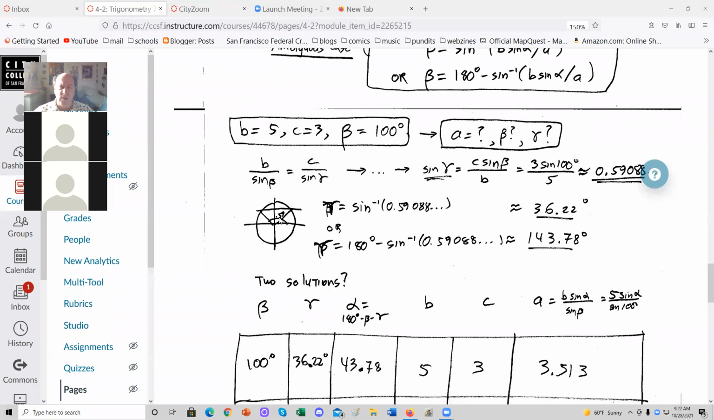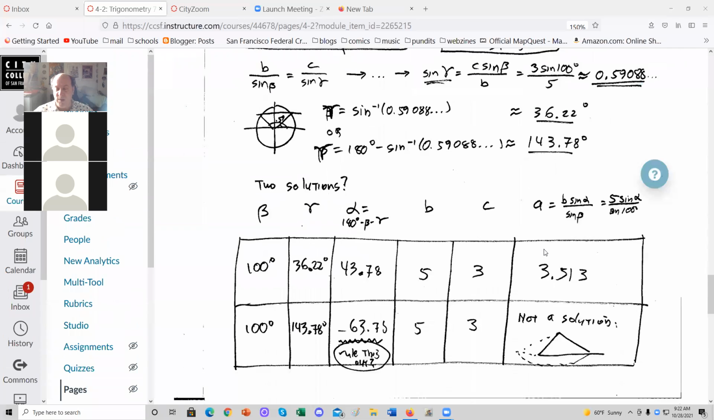So here I draw a unit circle. We go up a distance 0.59. This angle is a solution for gamma, but so is this. So this angle here is arc sine of 0.59088. This supplementary angle here with the same value of sine is 180 minus that arc sine of 0.59088 and so on. This one gives you a value of 36.22. This one gives you a value of 143.78. So there's two solutions. Well, maybe there's two solutions.